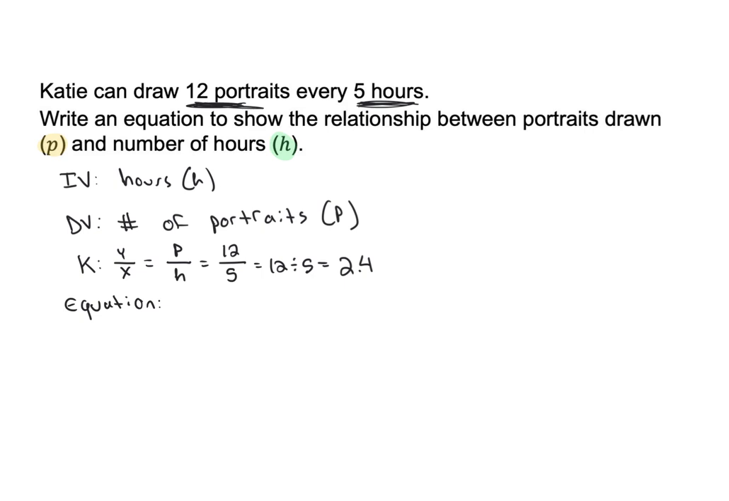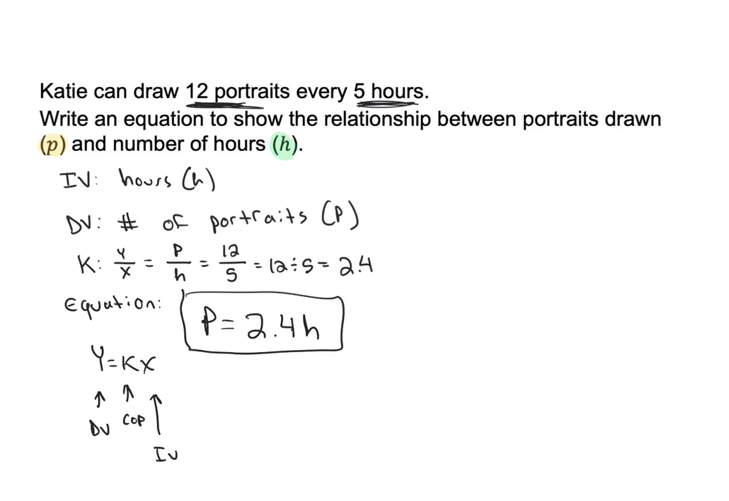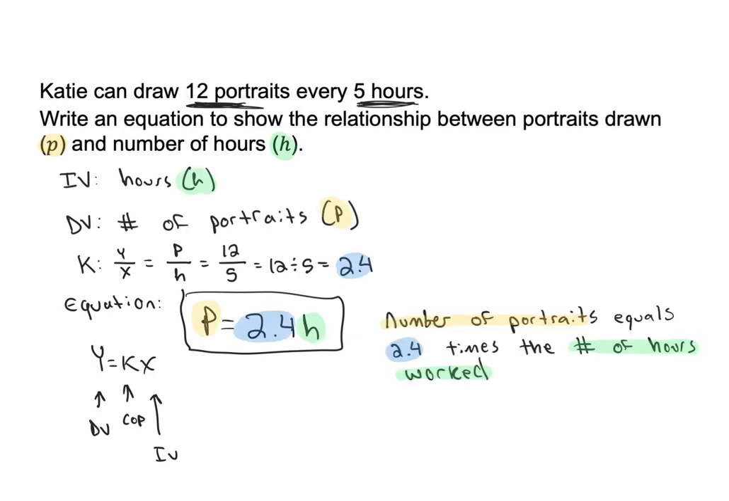And we can write an equation. So if our equations are always in y equals kx format, where y is our dependent variable, k is our constant of proportionality, and x is our independent variable, we have all that information right here. Our dependent variable is P, our k is 2.4, and our independent variable is H. So this equation tells the story: the number of portraits drawn is equal to 2.4 times the hours worked. There's your color coding.